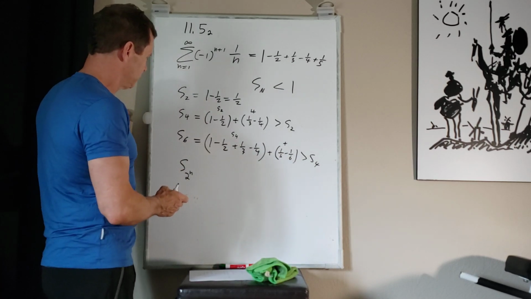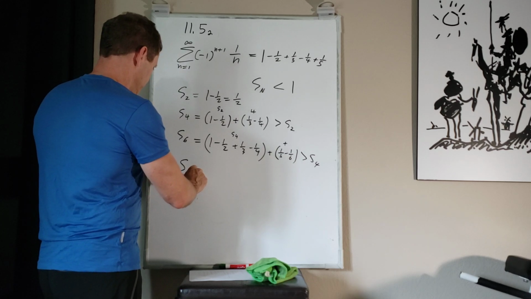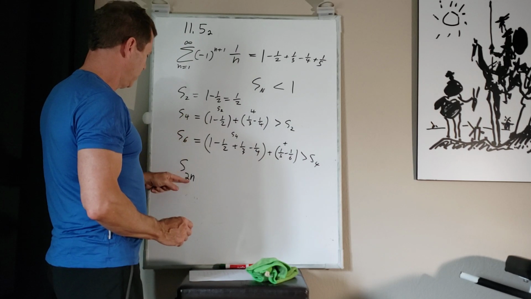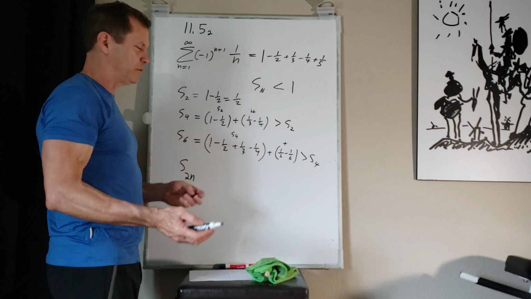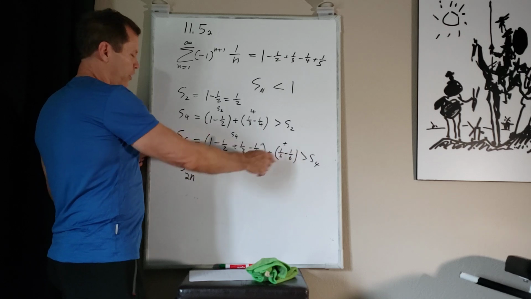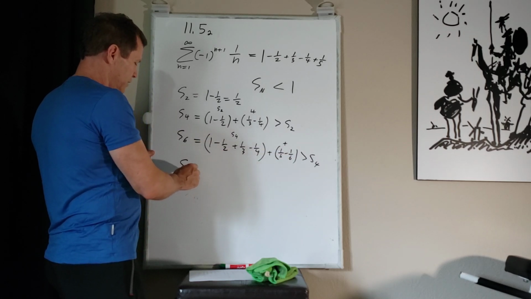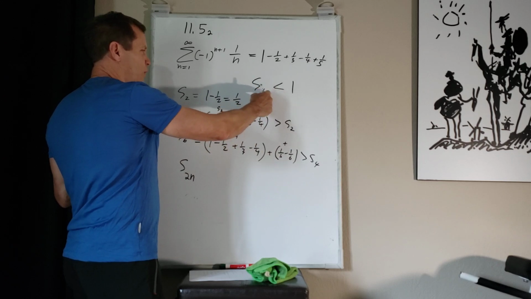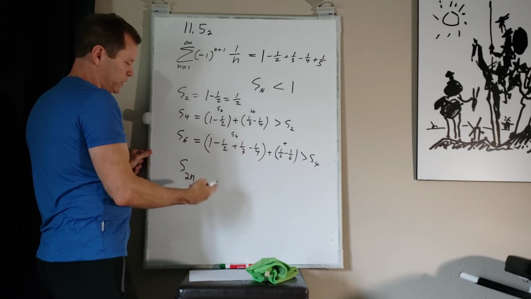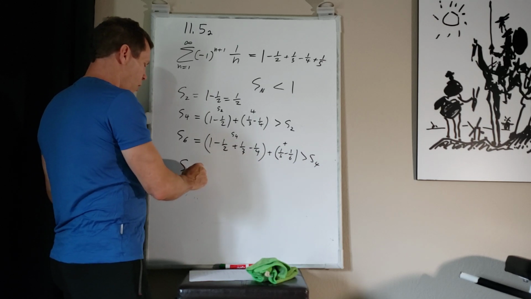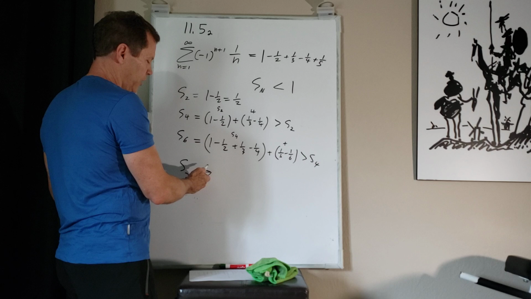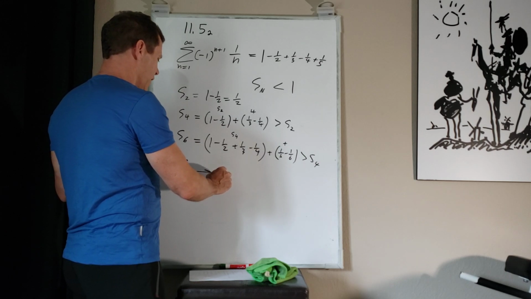If I take the even numbers, 2, 4, 6, 8, 10, they're going to be increasing. So I got a sequence that's increasing, and since all the Sn are bounded by 1, the S2n have to be bounded by 1. So this guy's increasing and bounded by 1. What can you say about this guy? I don't know what it converges to, but it's monotonically increasing, and it's bounded. So I know that this guy converges.